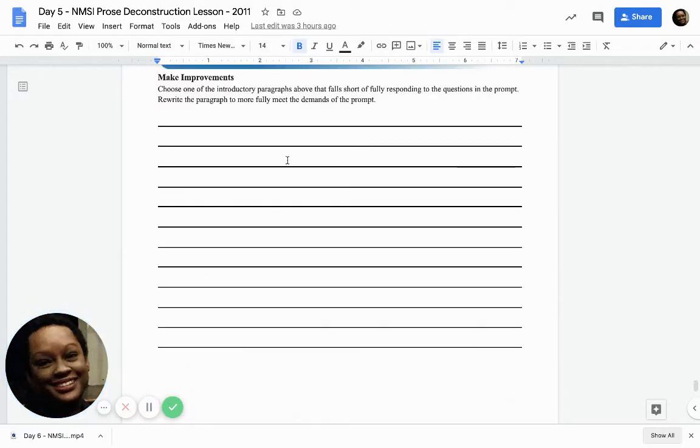Now that you've looked at all of those and you've read all of them, I want you to choose one of the introductory paragraphs above that falls short of fully responding to the questions in the prompt. And I want you to rewrite the paragraph to more fully meet the demands of the prompt. Okay, so Ms. Collins, we're gonna rewrite those kids' introductory paragraphs. Yes, you are. I'm gonna pause the video and allow you guys to do it.